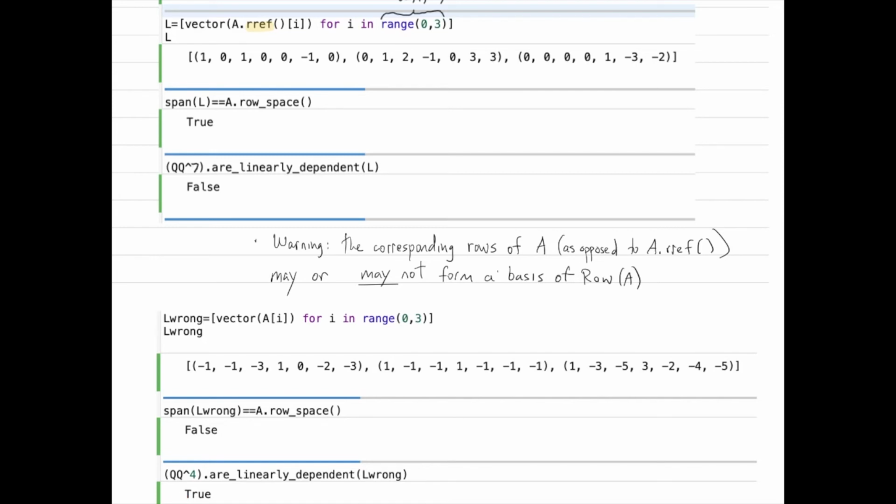In fact, the way I cooked this example up was I took this first row and added to it twice this row to get, and made that the second row of my matrix. And so these vectors will not be linearly independent, and so therefore would not form a basis.